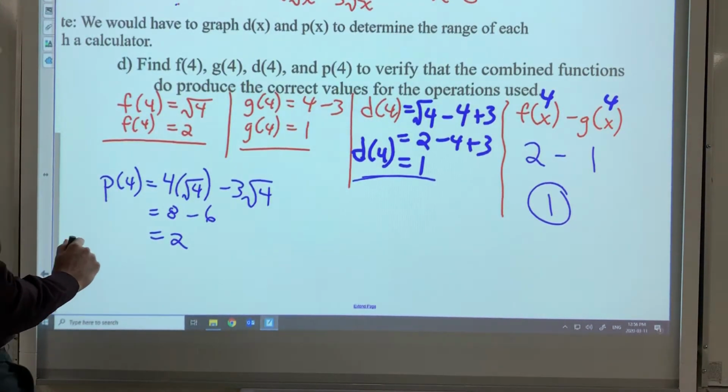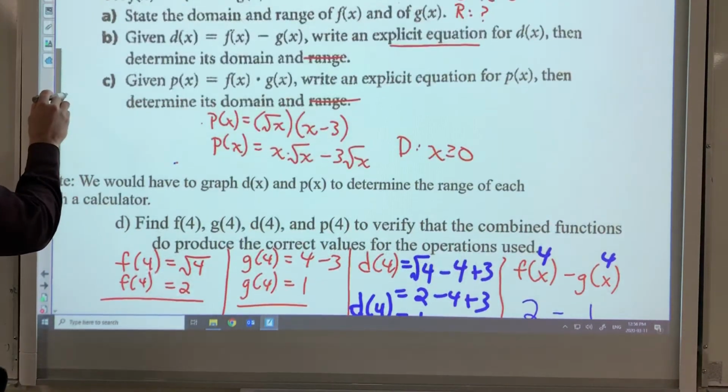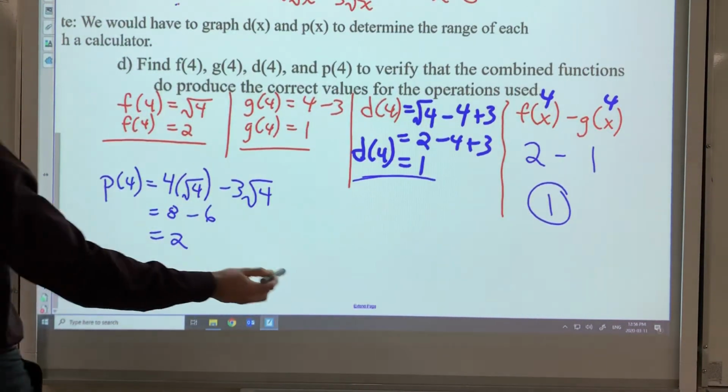Now we can go compare it to, what was p of x? p of x was multiplying f of x and g of x together.